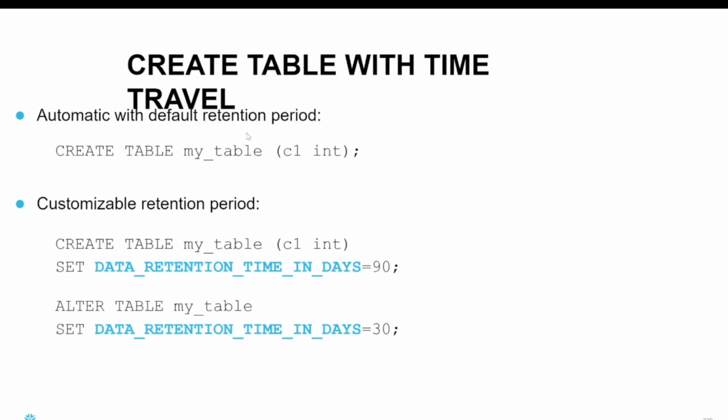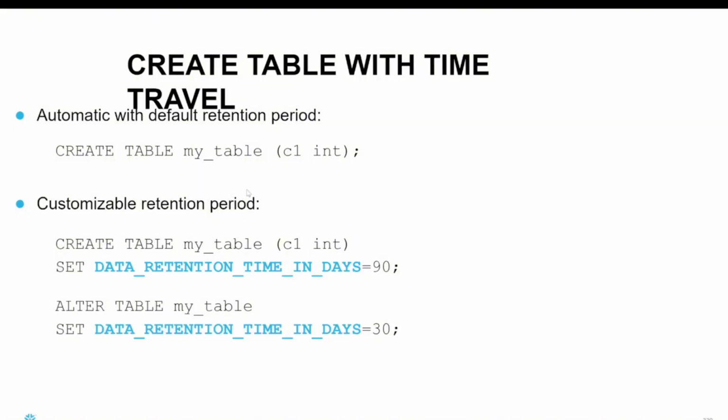Now, how do we create a table with a time retention? Let's say you want to create a table in Snowflake. This is the command where you are creating a table, my table, with a column called C1, right? And this is going to take the default retention you have set up at your account level, if you don't specify a specific retention on your table, right?